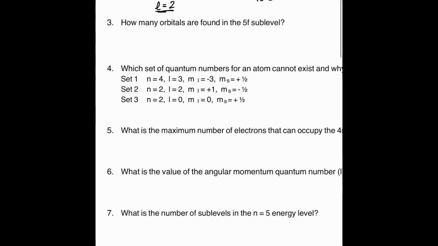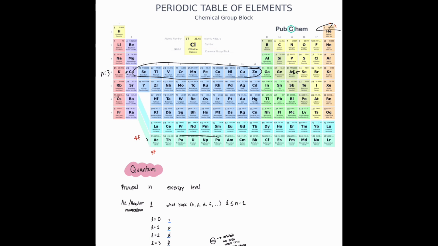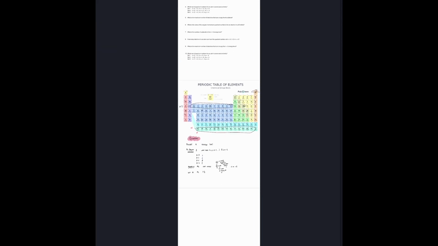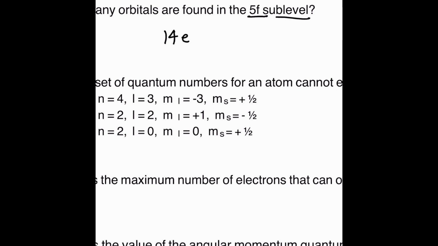All right, next question. How many orbitals are found in the 5f sublevel? 5f is going to be this one right here, and it asks us how many orbitals. Well, we know we can have 14 electrons per F energy level, so the answer is going to be 14 electrons or 7 orbitals, because each orbital can only hold 2 electrons.